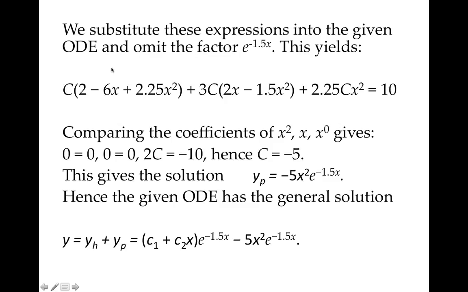Well, what we're going to do is take the original differential equation and substitute the first and second derivatives into it. There's some math omitted here, but when you do that, you'll find that every term has a common factor, e to the minus 1.5x, that can come out. And so we then get this algebraic equation in terms of x squared.